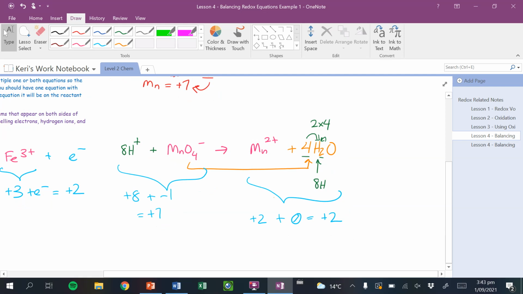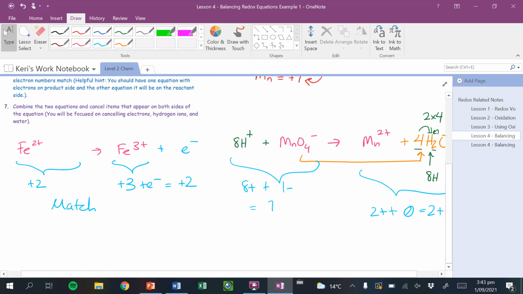Remember that I'm talking about charges and not oxidation numbers, and I should actually write these so that the charges are behind. That way we know we're talking about charge. Did I do it on that one too? I did. I think I was so used to writing oxidation numbers.